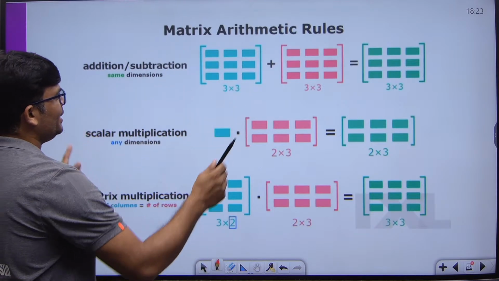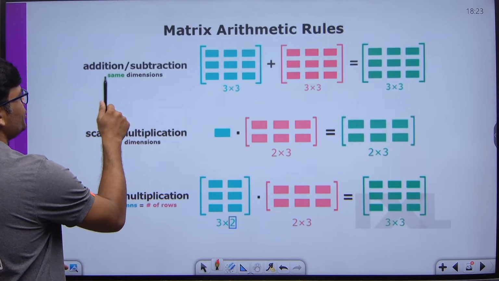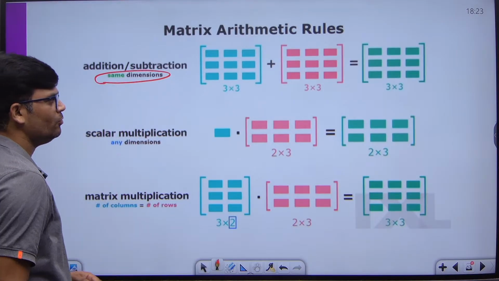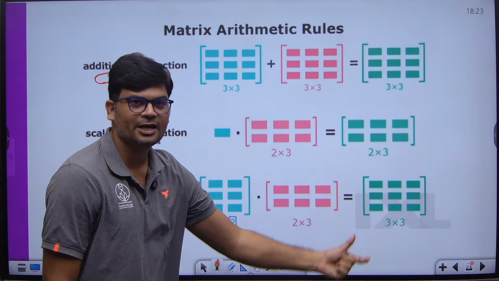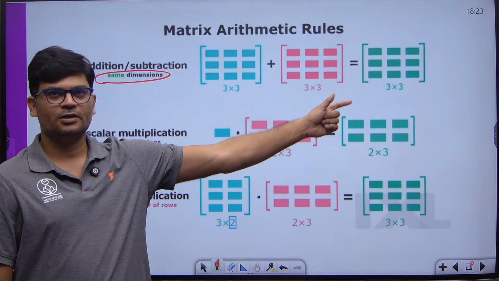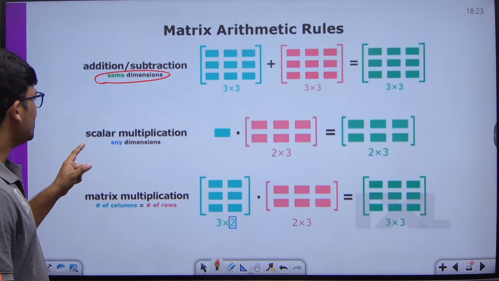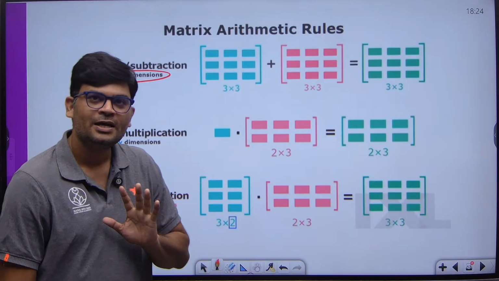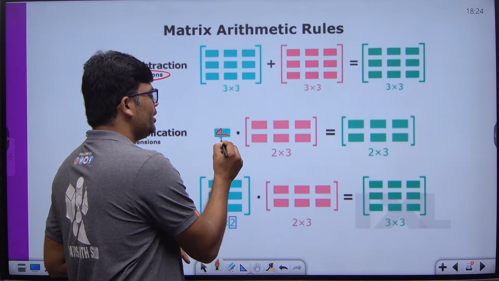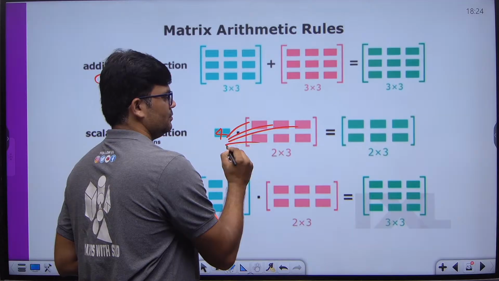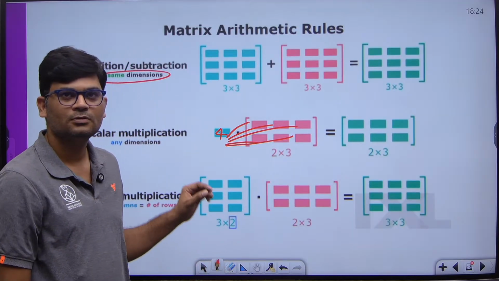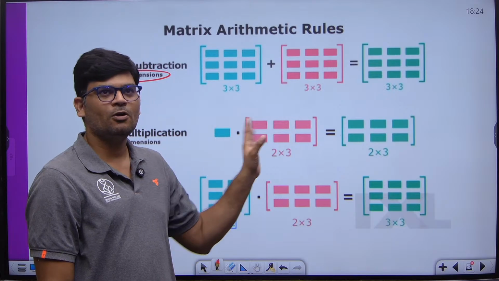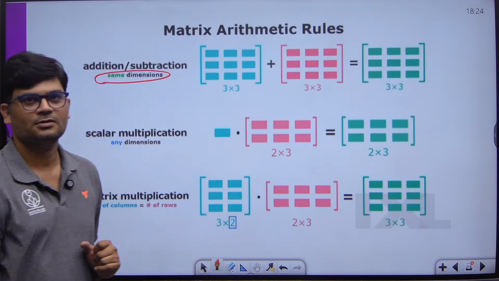So, matrix arithmetic rules. Addition and subtraction can be done only over the same dimensions. So 3 by 3 can be added with 3 by 3 only. Now scalar multiplication can be done with any dimension. You take a number and multiply it with all the elements. One simple number is multiplied by all the elements of the matrix.